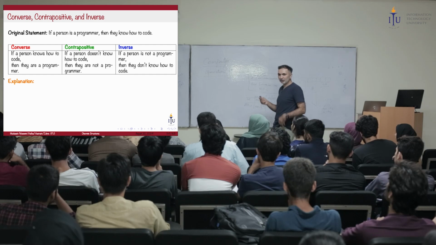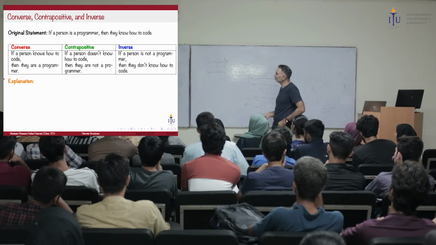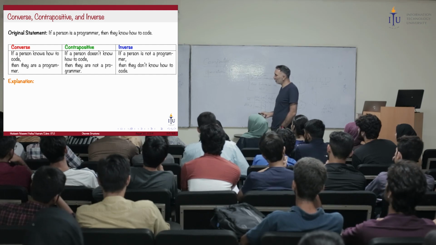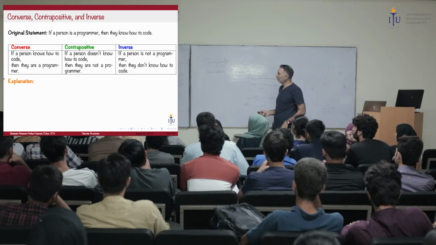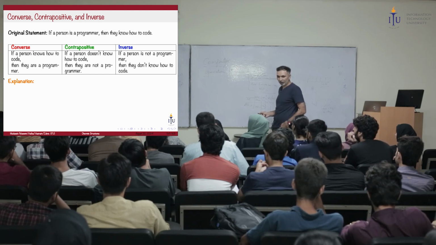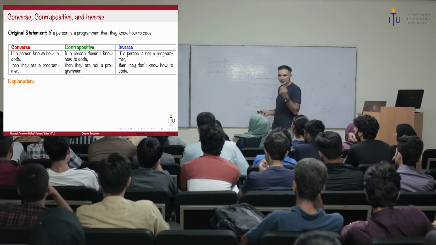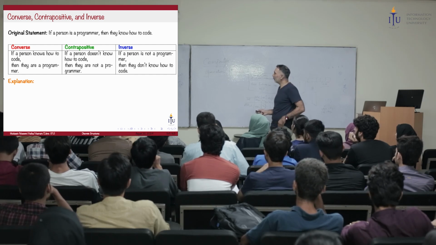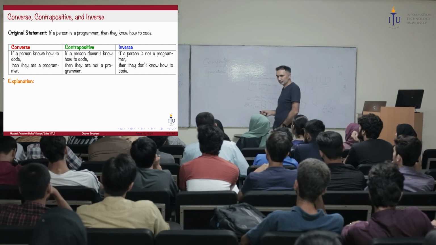The contrapositive is when you switch the places and also negate them. So if a person does not know how to code, this is the negation of the Q part, then they are not a programmer. This is the negation of the P part. The inverse is where you just negate things. So if a person is not a programmer, then they don't know how to code.